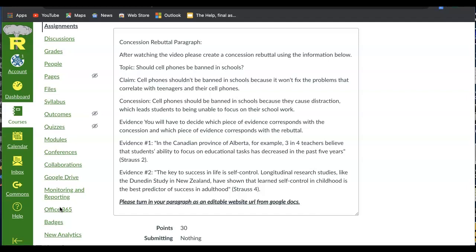Okay, I have to start by setting it up with my concession. So I have to use that piece first. Then I have to use the evidence that goes with the concession. Then I have to explain it.